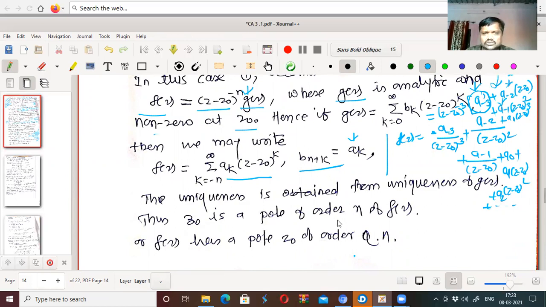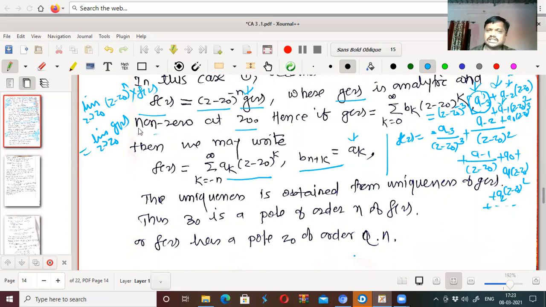Then z0 is a pole of order n of f of z. What will happen in this case? If I now take the limit as z tends to z0 of z minus z0 to the power n into f of z, what does it become? The limit as z tends to z0 of g of z only. If I multiply this whole term by z minus z0 to the power n, you will get the power as minus n plus n, that is, its power is 0.